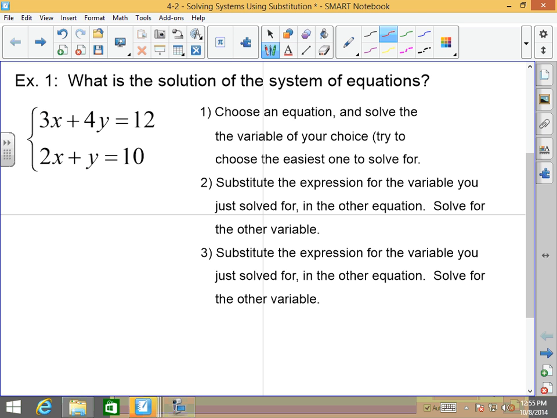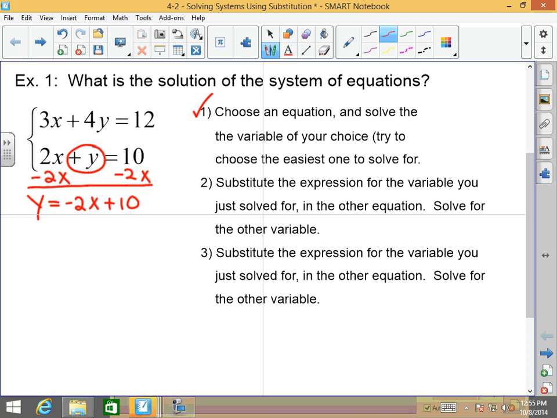Number one, choose an equation and solve for the variable of your choice. Try to choose the easiest one to solve for. In this case, when you look at these two equations, this y would be the easiest one to solve for. So let's go ahead and solve for that. I'm going to subtract 2x to both sides. So y equals negative 2x plus 10. You're done with step one.